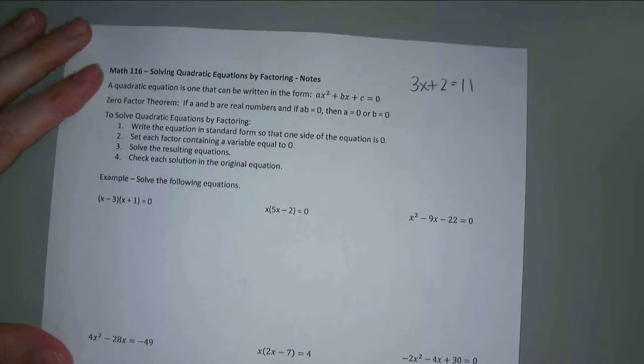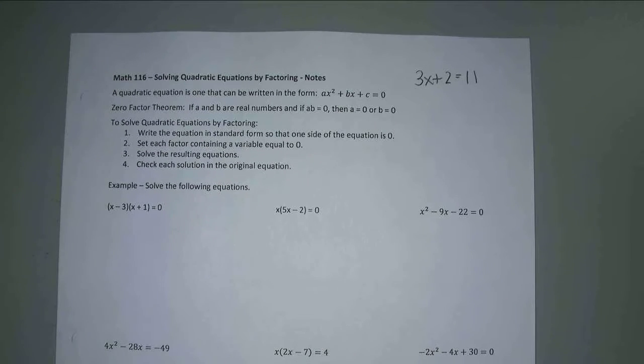Oopsie, you can't see that, can you? 3x plus 2 equals 11, right? That's what you saw in Math 112. That's what you saw in algebra. You subtract the 2, divide by 3, you have your answer. You never saw equations that had powers, like squares, all right? So that's what section 13.6 is all about.